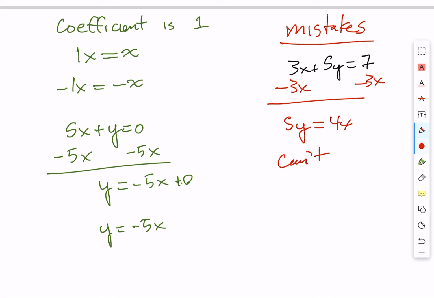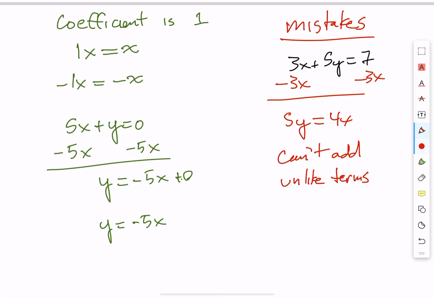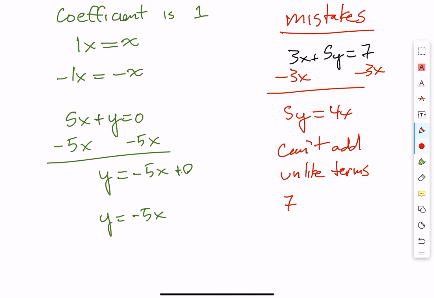Right, that's wrong because you can't add unlike terms. So 7 minus 3x, that just stays minus 3x plus 7 if we put it in the right order. If it was 7x minus 3x, then that would equal the 4x. But without that x there, you cannot combine them.